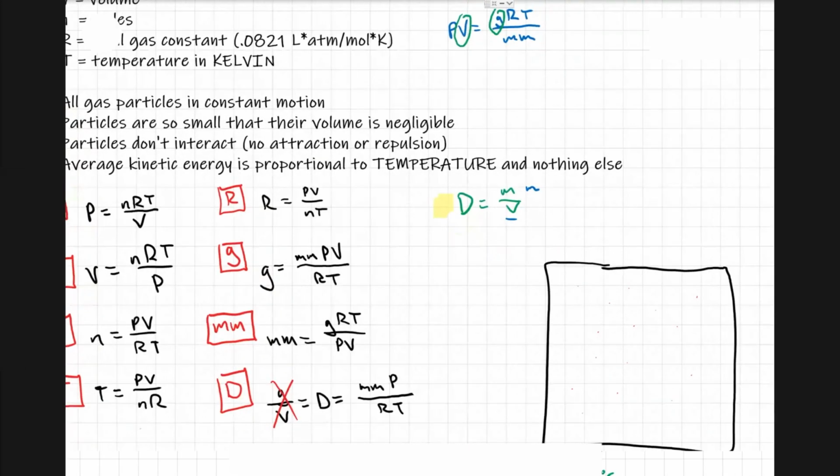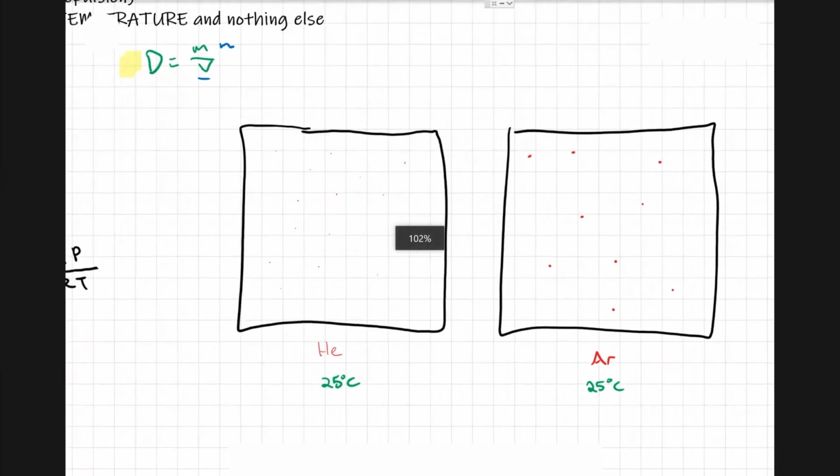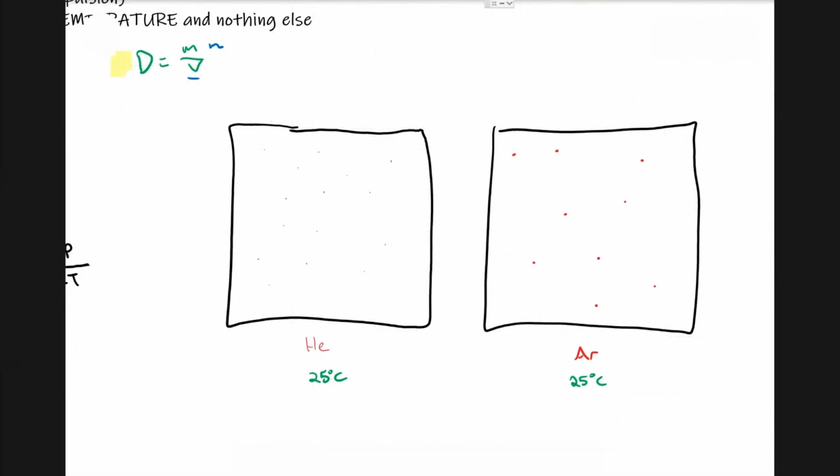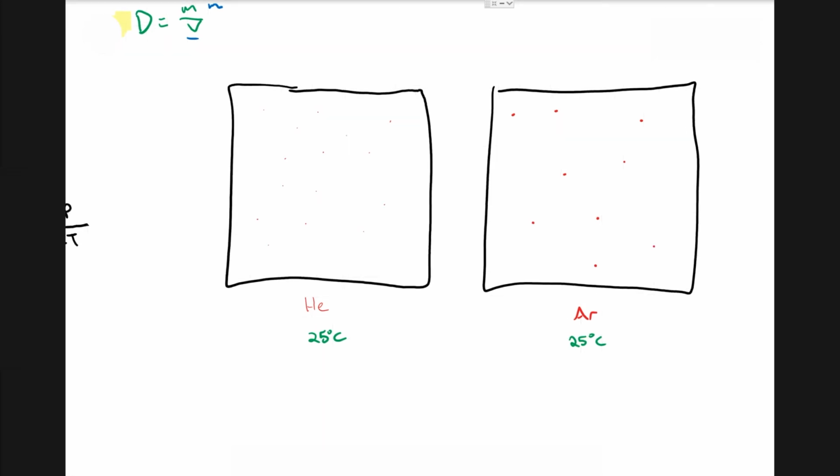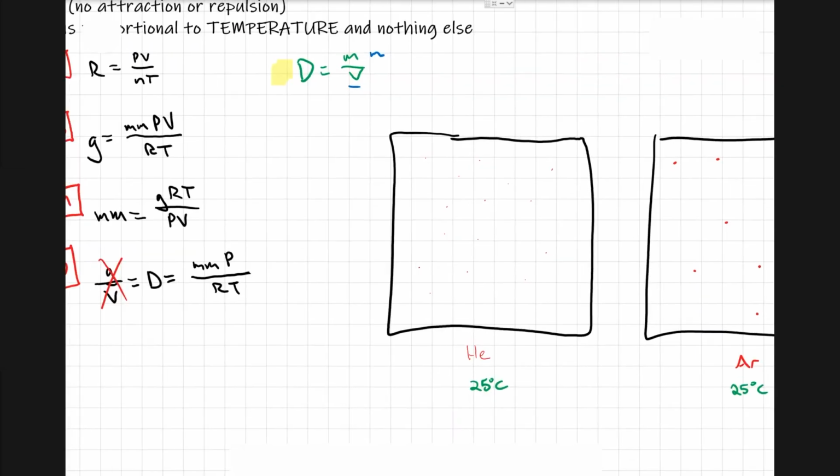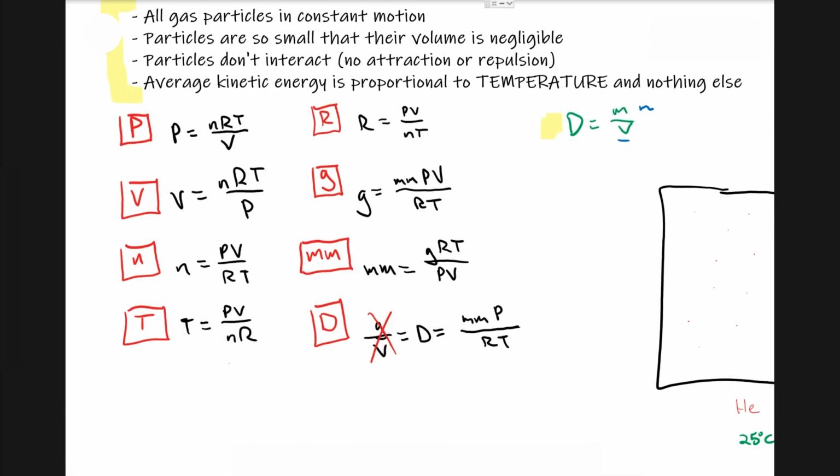Now, what will change is the speed, because they have the same energy. Since argon is bigger, it's going to be moving more slowly. So if you had a container that had both helium and argon gas, mixed and at the same temperature, you'd find that your helium was moving much faster than your argon. But when it comes to total overall energy, the only thing that matters is temperature.